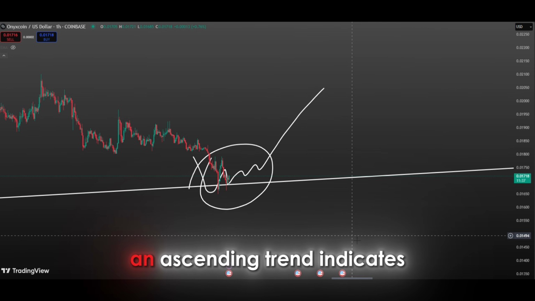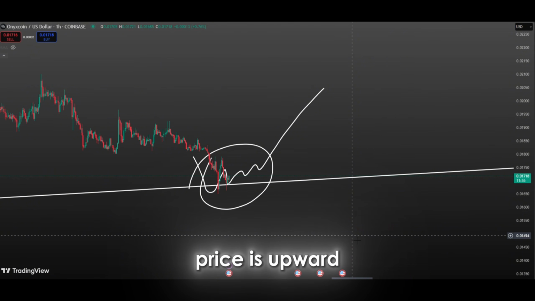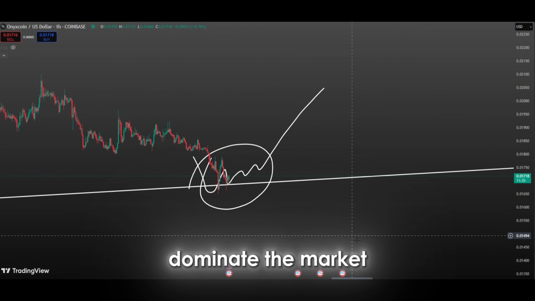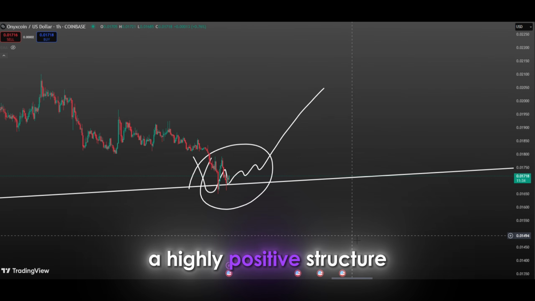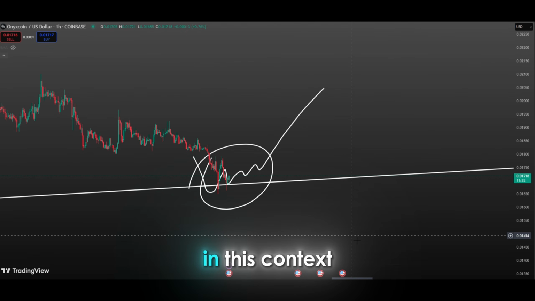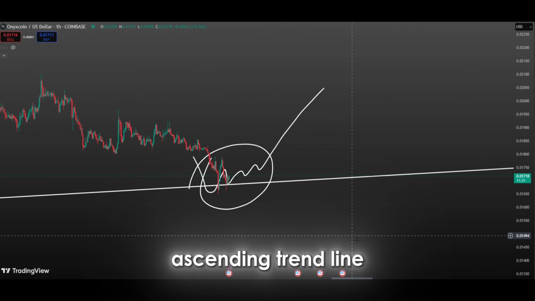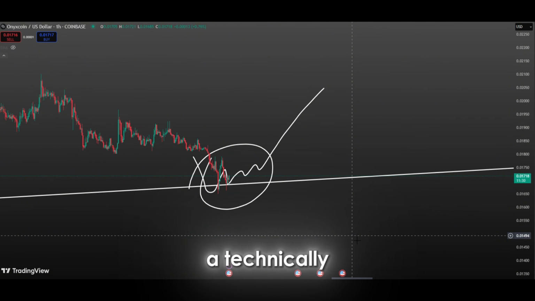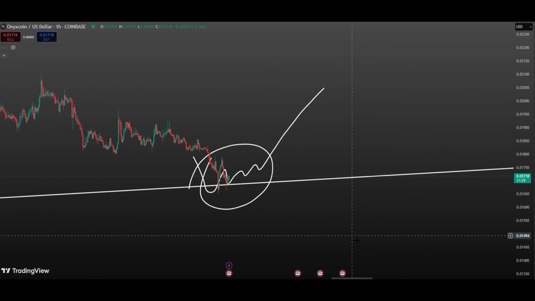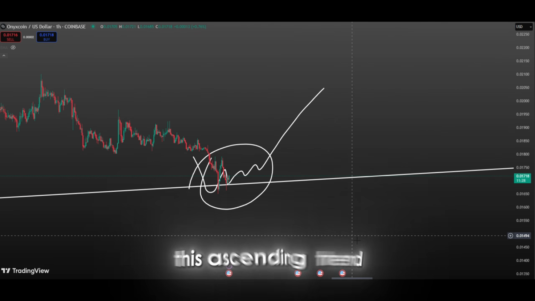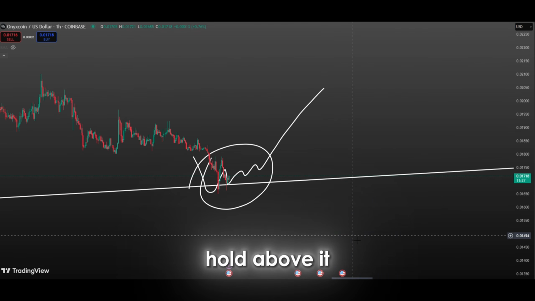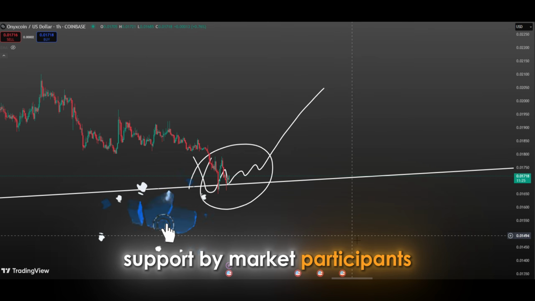An ascending trend indicates that the general direction of the price is upward and that buyers dominate the market, a highly positive structure. In this context, the price moving back above the ascending trend line can be considered a technically strong and promising development. The price reaching this ascending trend line again and starting to hold above it clearly shows that this level is still seen as an important support by market participants.